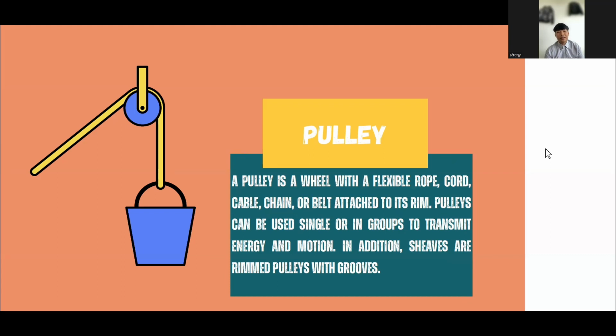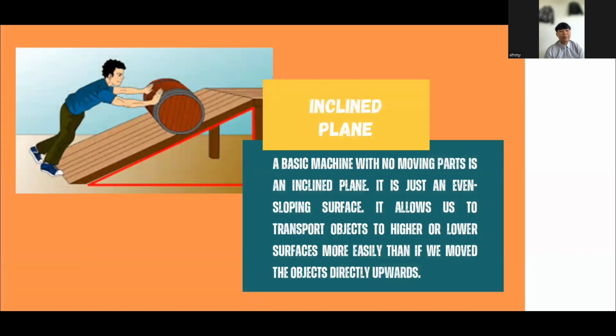Next slide is inclined plane. An inclined plane, a basic machine with no moving parts, is just an even sloping surface that allows us to transport objects to a higher or lower surface more easily than if we move the object directly upward. It is also thought that the ancient Egyptians utilized inclined planes to transport massive stones for the construction of pyramids. The term inclined refers to being raised at one end.